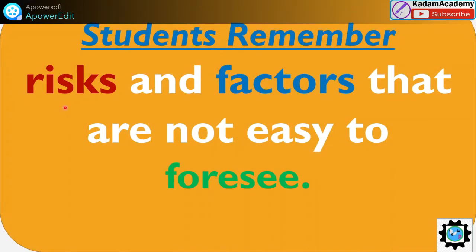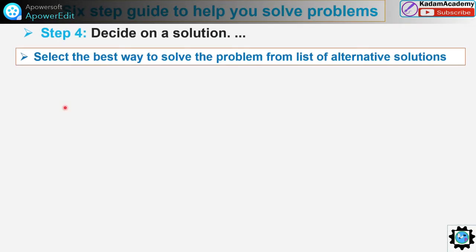Students, remember risks and factors that are not easy to foresee, but it is possible to try to predict them. So this is important. Remember, okay. We will go to the next step.